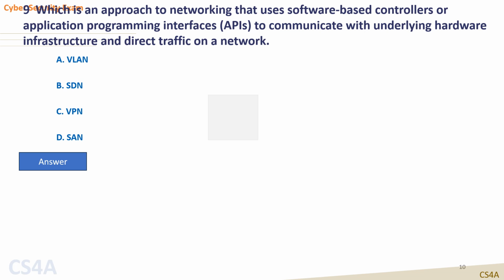VLAN is not the answer. That is a virtual LAN, where software-based controllers are not involved, and VPN is also not the correct answer. VPN is not used to control the network traffic. And SAN, storage area network, is also not related to software-based controllers. So the correct answer is SDN, software-defined network.